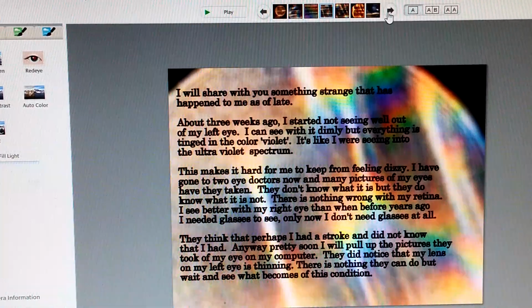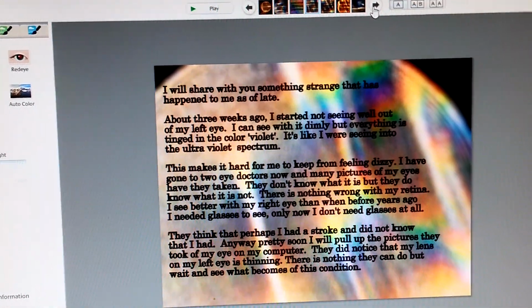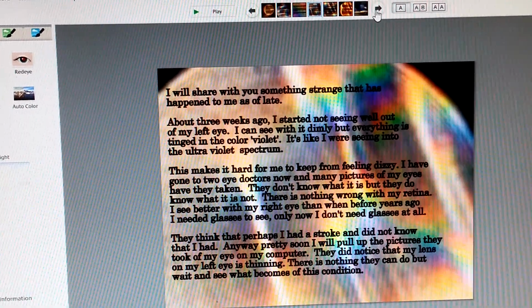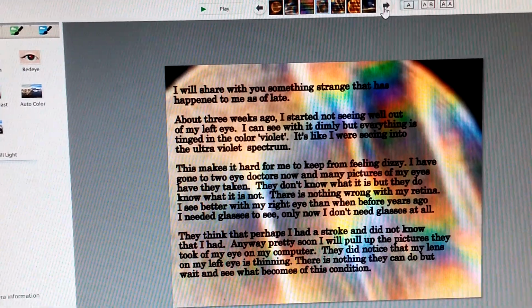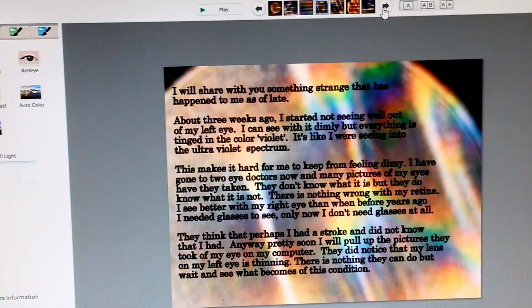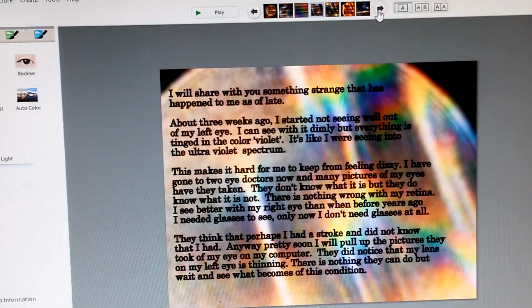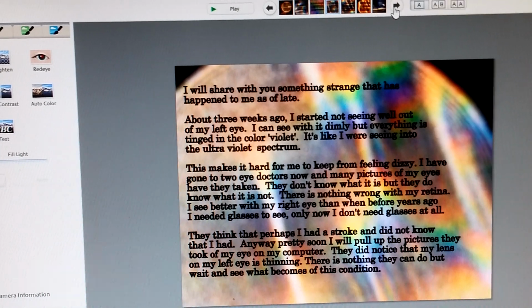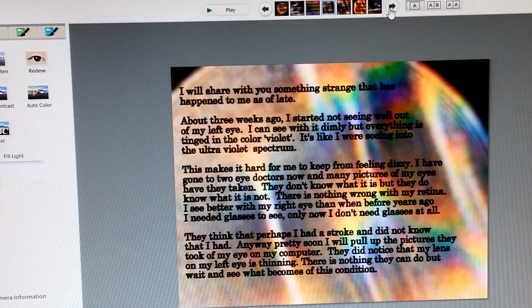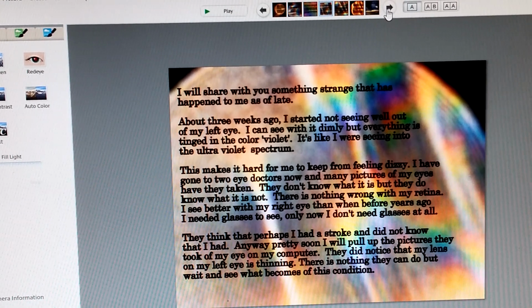I have gone to 2 different eye doctors, and many pictures of my eyes have been taken. They don't know what it is, but they do know what it is not. There's nothing wrong with my retina. I see better with my right eye than when before, years ago, I needed glasses to see. Only now I don't need glasses at all.